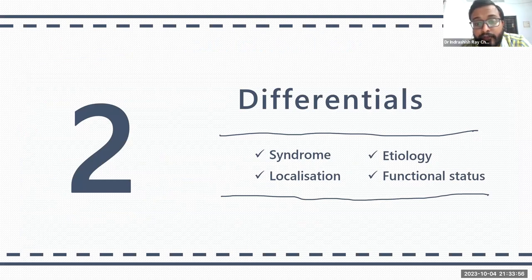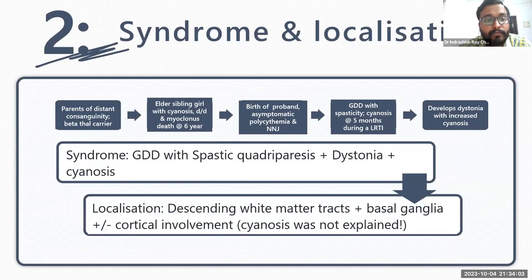So coming to the differential: first is syndrome, then localization, etiology, and the functional status. Beginning with the history, the parents of a distant consanguinity, both of whom are beta thalassemia carriers, deliver the elder sibling, a girl who has cyanosis since birth and a developmental delay with myoclonus, and succumbs to a respiratory illness at 6 years of age. In the birth of this proband, who has asymptomatic polycythemia and neonatal jaundice at birth, which was symptomatically treated. Then subsequently, at 5 months of age, the mother noticed global developmental delay with spasticity and cyanosis after an LRTI. Subsequently, the child lands up with us with a picture of global developmental delay, spastic quadriparesis, dystonia, and cyanosis.